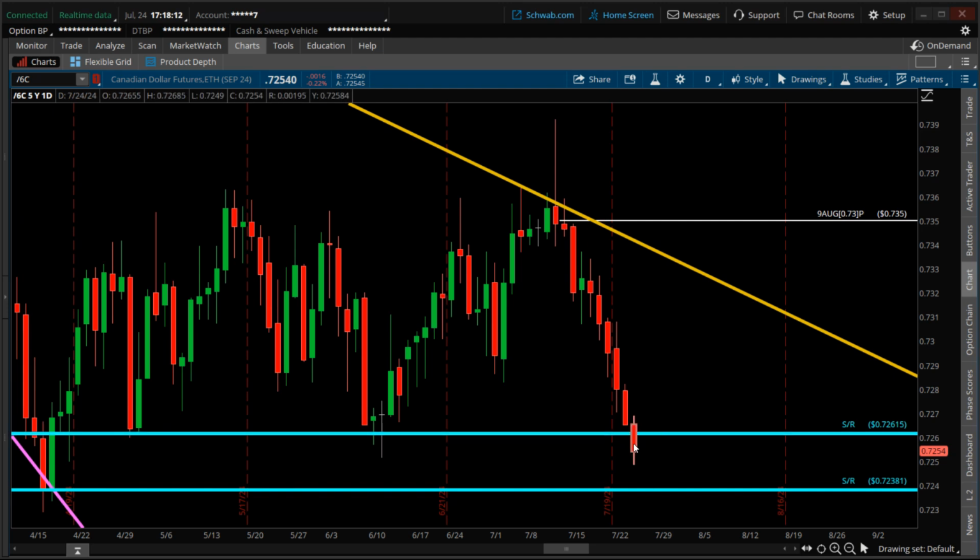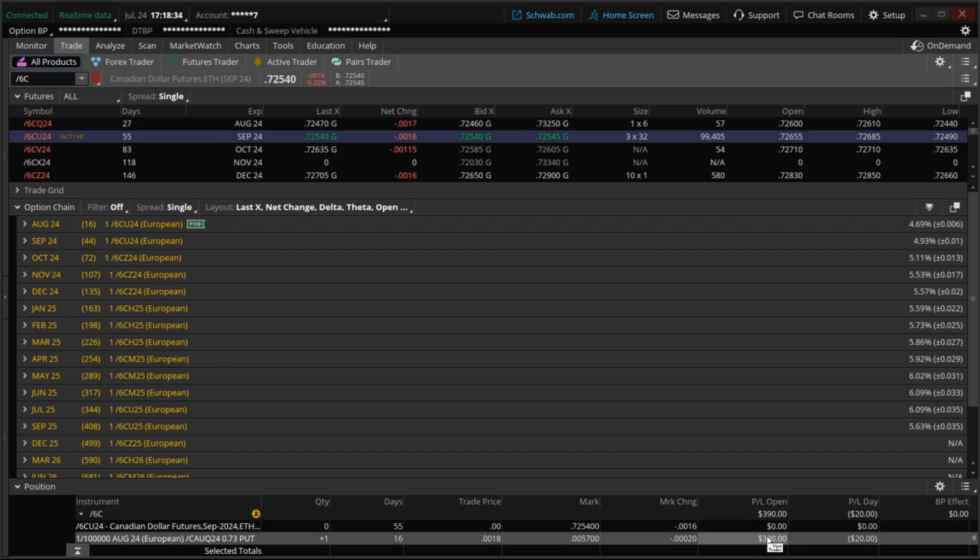So I'm going to continue tracking this very carefully, as if price does come down and retest this lower support level, I am looking to close it out. However, at this point, I'm really considering closing this trade out when the futures market starts trading in about 40 minutes from now. So with all things said, opening up the trade tab, the position is up $390.